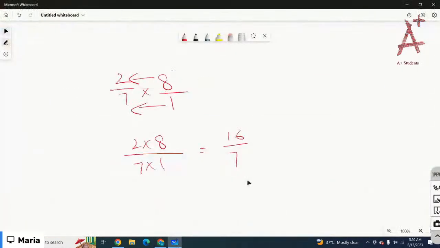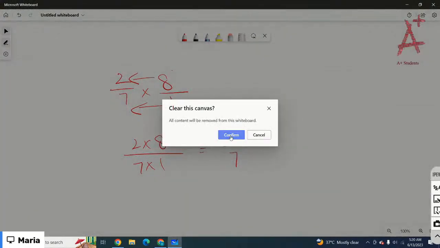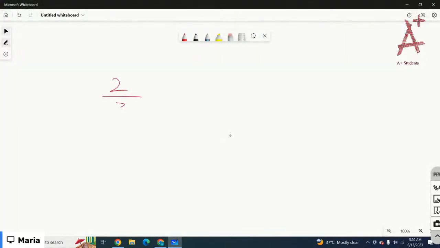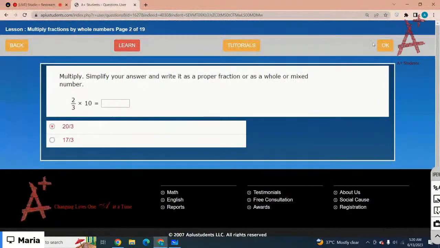Okay, 2 over 3 times 10. Hold on, let me just explain once again. 2 over 3 times 10. See, 10 doesn't have any denominator. You can write 10 over 1, and 10 over 1 equals 10, isn't it? That's why you can put 1 here, and now you can multiply two fractions, numerator times numerator and denominator times denominator. It would be 20 over 3.